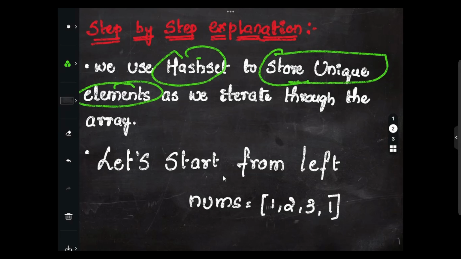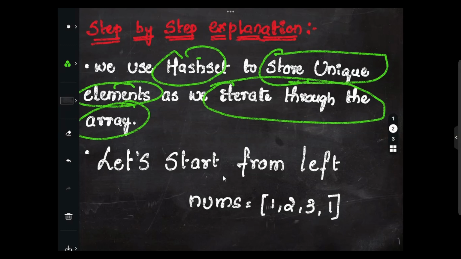Why? Because to store the unique elements, right? As we are iterating through the array, we will be iterating through the array once. Just keep this in mind. So that is the reason we'll be making use of the hash set, just to store the unique elements. Just keep this in mind.